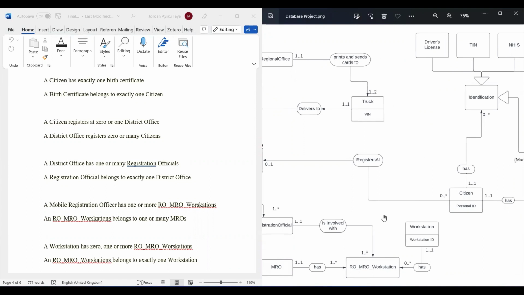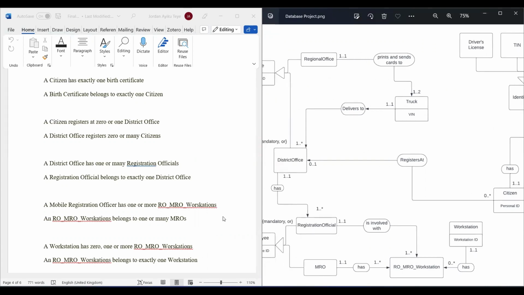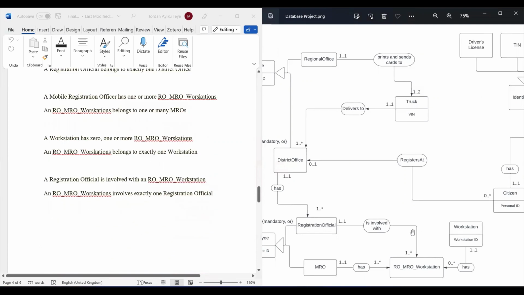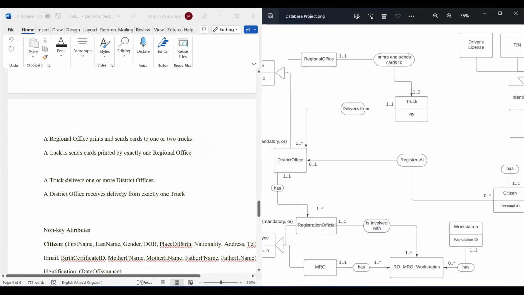And then we have a workstation having either zero or many MRO workstations, and then an MRO having exactly one workstation. And then we also have registration official being involved in one or many of this. And then this can have exactly one registration official.